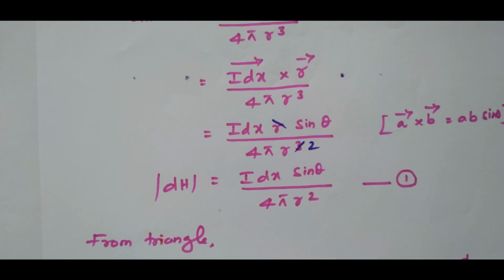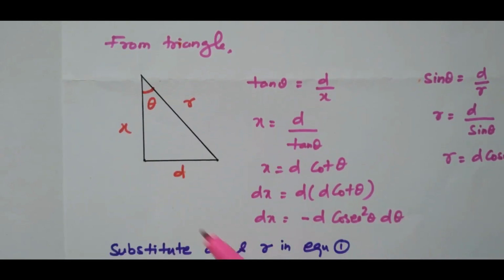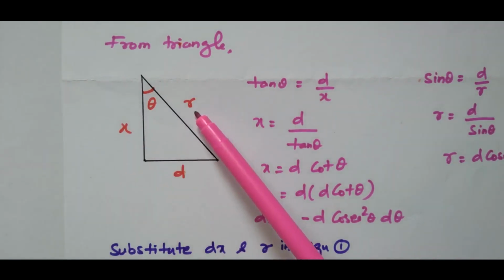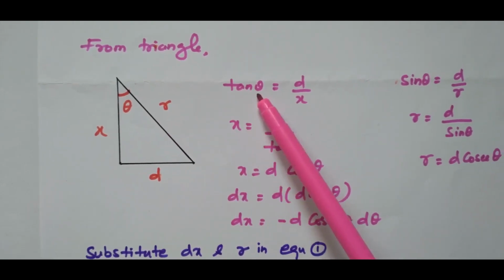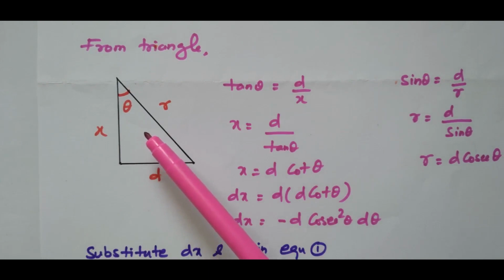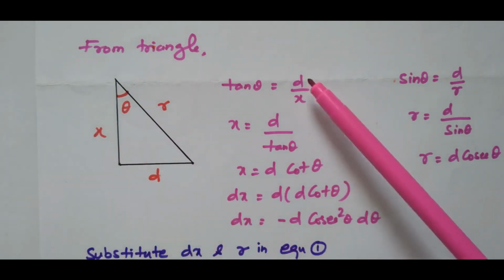Now we have one triangle. From the triangle we are going to find the expressions for dx and r. So this is equation number 1. This triangle I have drawn again, with sides d, x and r. Our aim is to find the values of x and r, so first we'll find tan theta. Tan theta equals opposite side by adjacent side. Opposite side is d, adjacent side is x. So tan theta equals d by x.